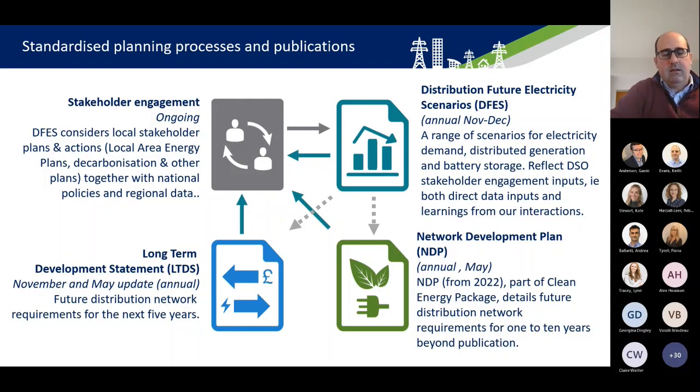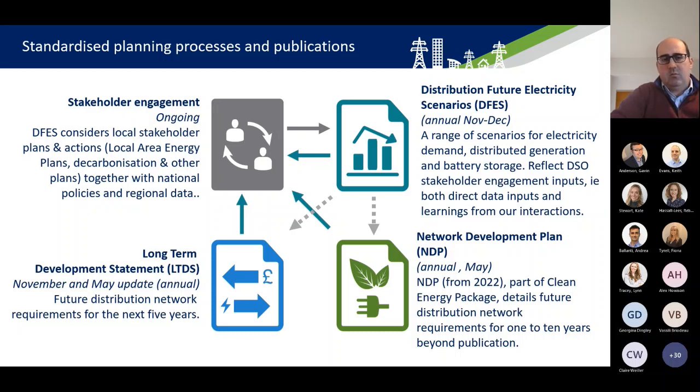And there are three main publications that we share on an annual basis. First one is our DFES, the Distribution Future Electricity Scenarios, which presents the forecast for electricity demand, generation, and battery storage across the whole of our EHV network. The second is the Network Development Plan, what we call NDP, and this shows our network requirements for the next 10 years. And we also have the LTDS, our Long-Term Development Statement, that presents a lot of data around network assets and also network requirements for the next 5 years.